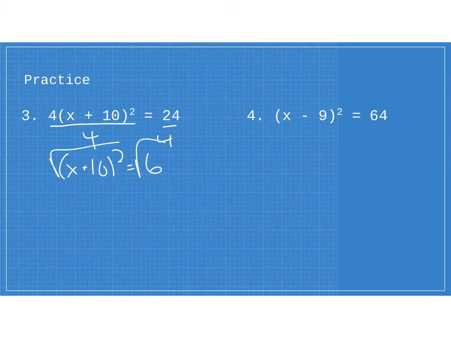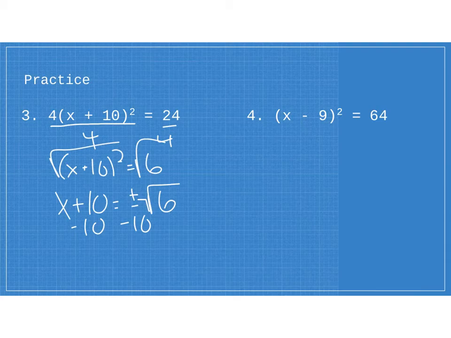Take square root, and we get x plus 10 equals plus or minus root 6, and square root of 6 is not simplifiable, so we leave that as is. We subtract 10 here. Those are not like terms, so you get x equals negative 10 plus or minus the square root of 6, and that would be your final answer.